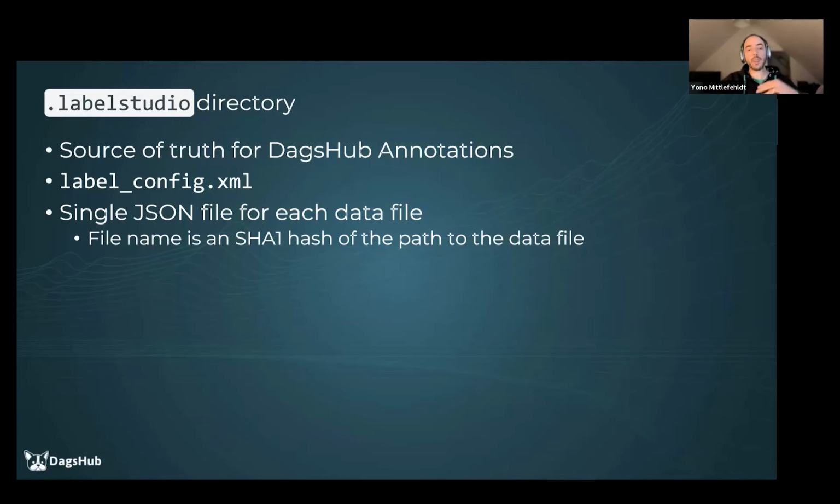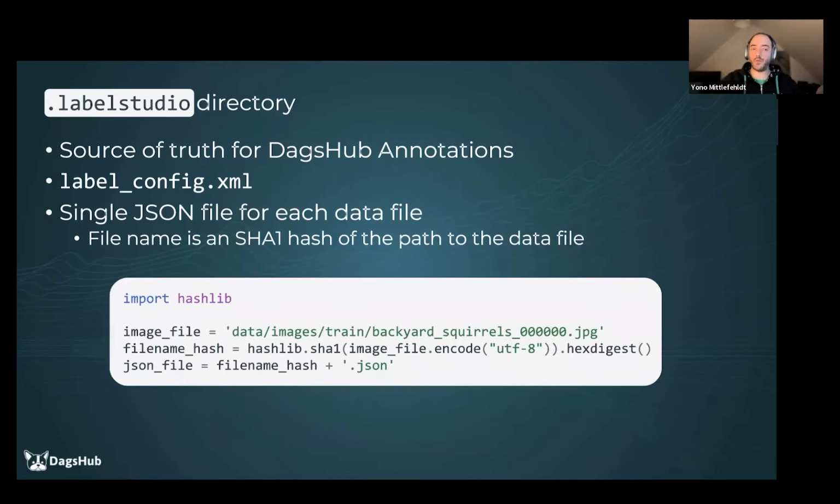If it's easier to understand by looking at code, this is how you might generate the name of the JSON file for each data file. So let's pretend you have the image file squirrels, you hash it using SHA-1, you digest it, that will give you a 40-character hex string, and you add .json to it, and that's the name of the file in that .label studio directory. Sometimes that's handy to know if you ever need to debug something.